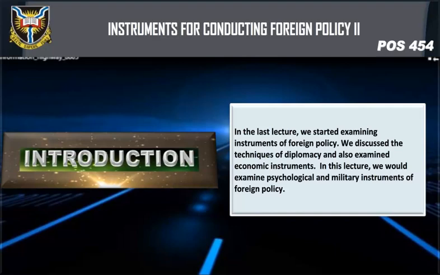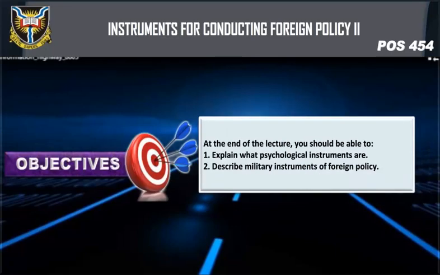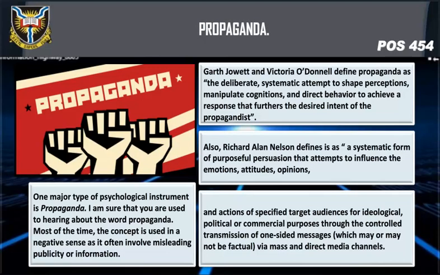Diplomacy, consular protection and assistance, security, defense and intelligence, economy and business promotion, development cooperation, cultural and educational scientific action. Objectives. At the end of the lecture, you should be able to explain what psychological instruments are, describe military instruments of foreign policy. Propaganda. One major type of psychological instrument is propaganda.